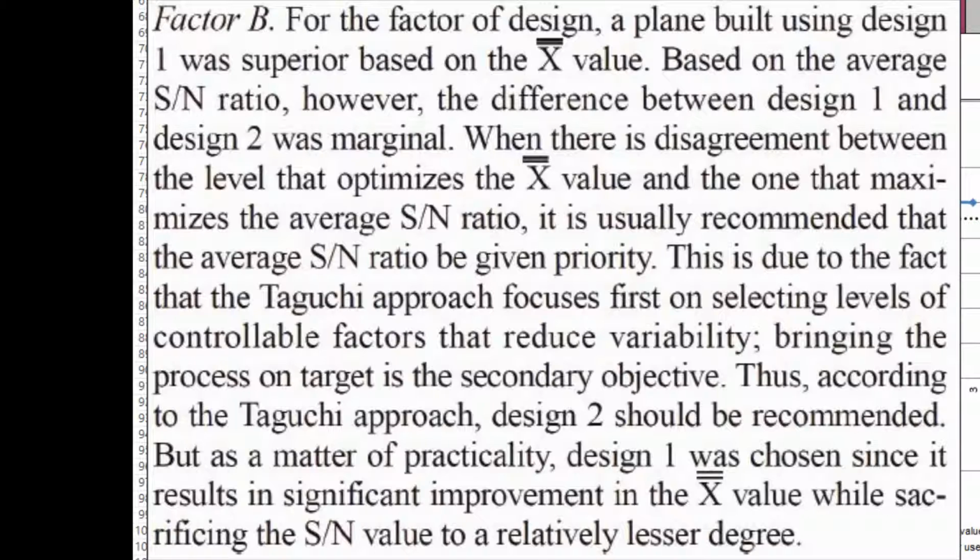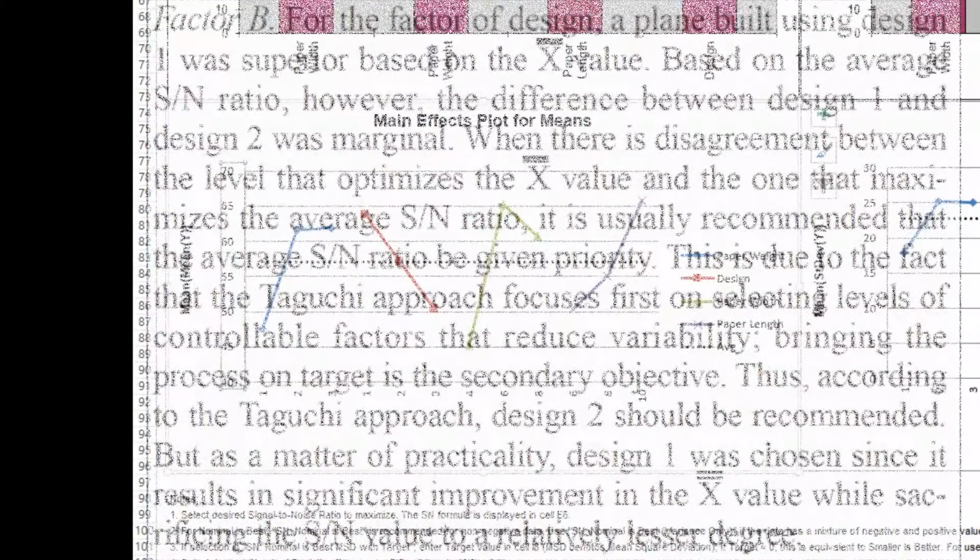This is due to the fact that the Taguchi approach focuses first on selecting levels of controllable factors that reduce variability. Bringing the process on target is a secondary objective. Thus, according to the Taguchi approach, design 2 should be recommended. But as a matter of practicality, design 1 was chosen, since it results in significant improvement in the mean value, while sacrificing the SN value to a relatively lesser degree."